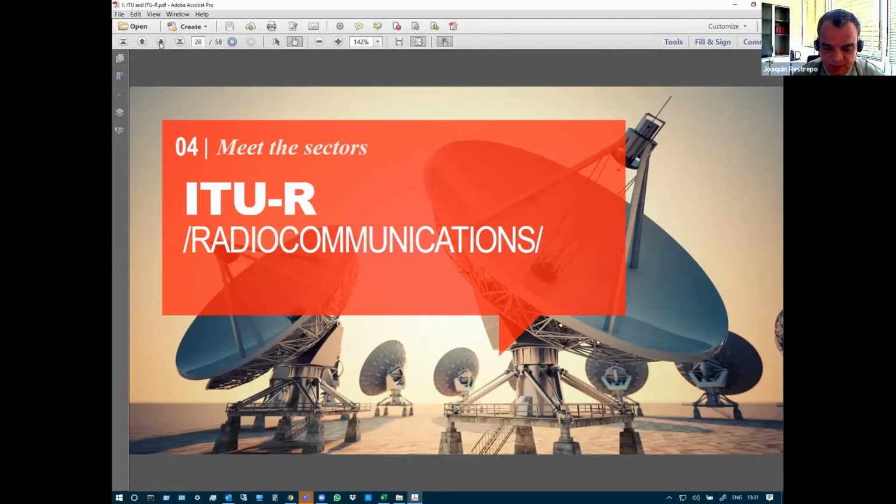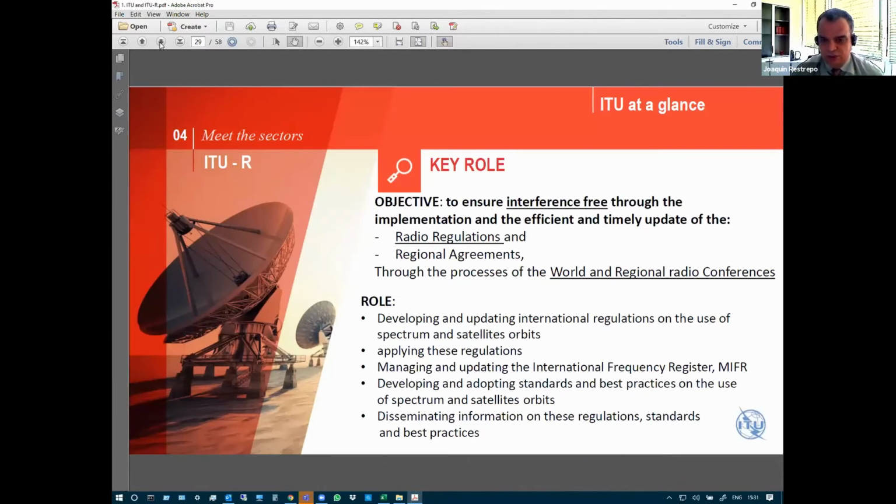And a very brief vision of ITU-R. Our key role is to ensure interference-free operation through the implementation and the efficient and timely update of the Radio Regulations and regional agreements, and through the process of the World and Regional Radiocommunication Conferences. Their role includes developing and updating international regulation on the use of spectrum and satellite orbits, in particular the Radio Regulations as well as other regional agreements, applying these regulations, managing and updating the International Frequency Register.